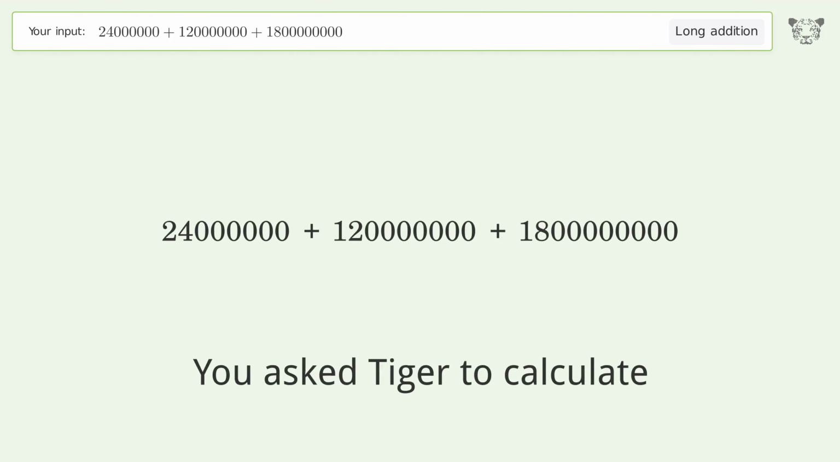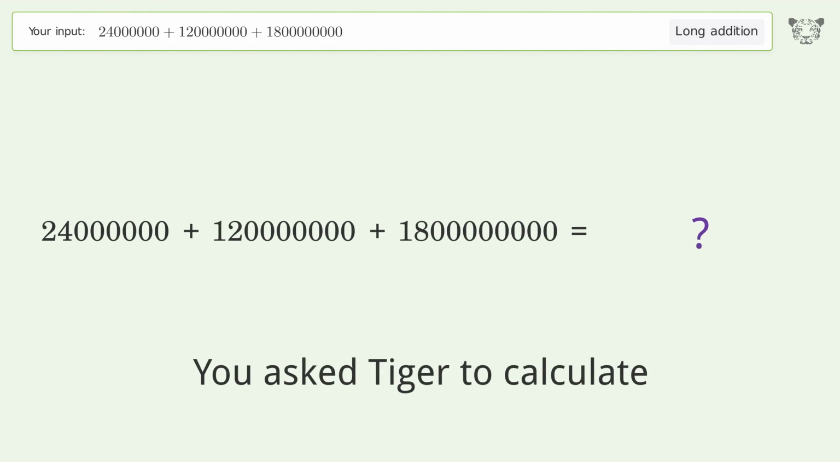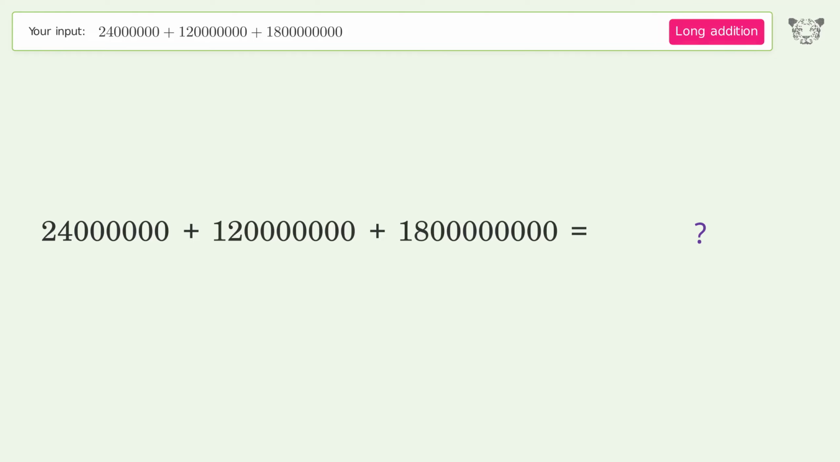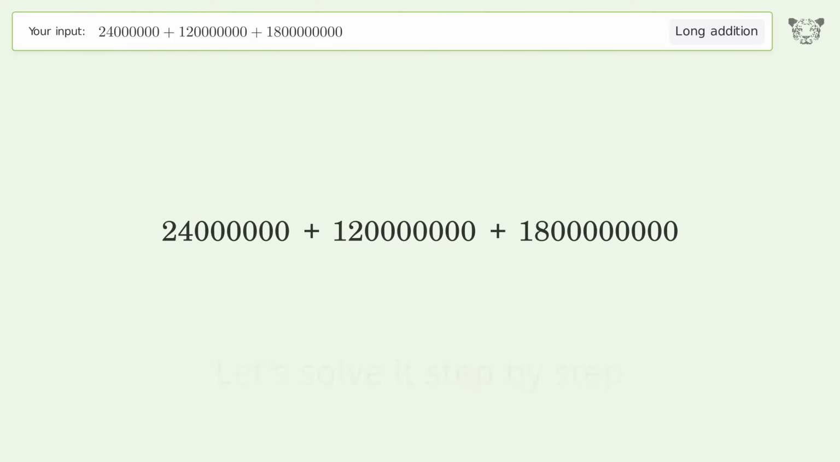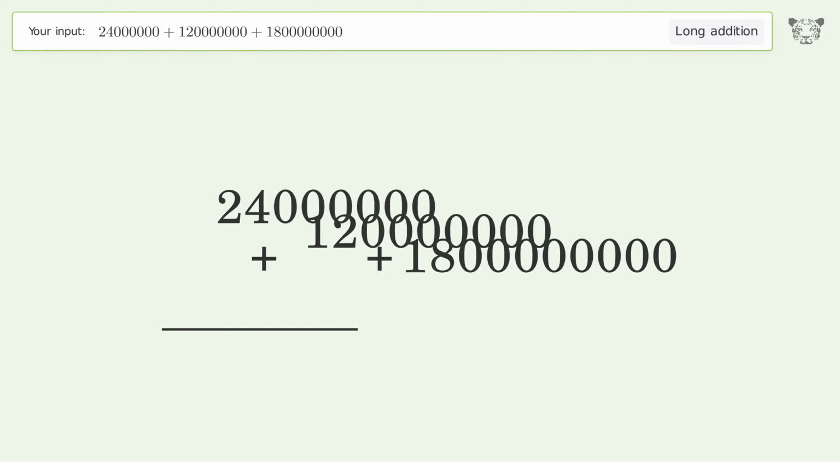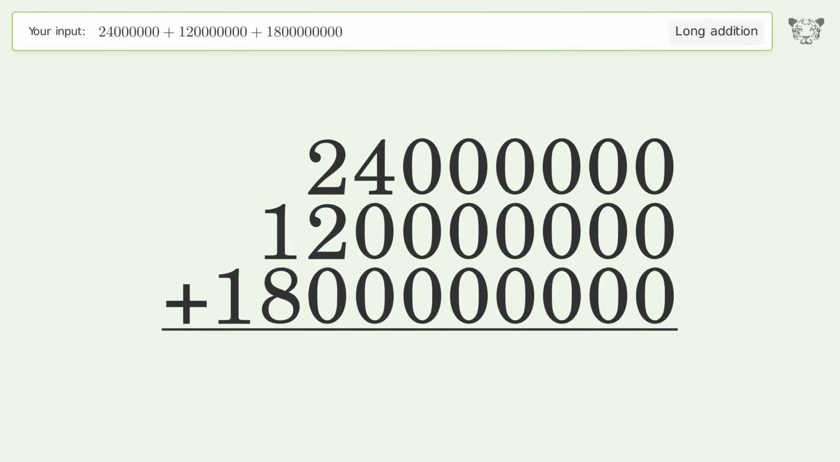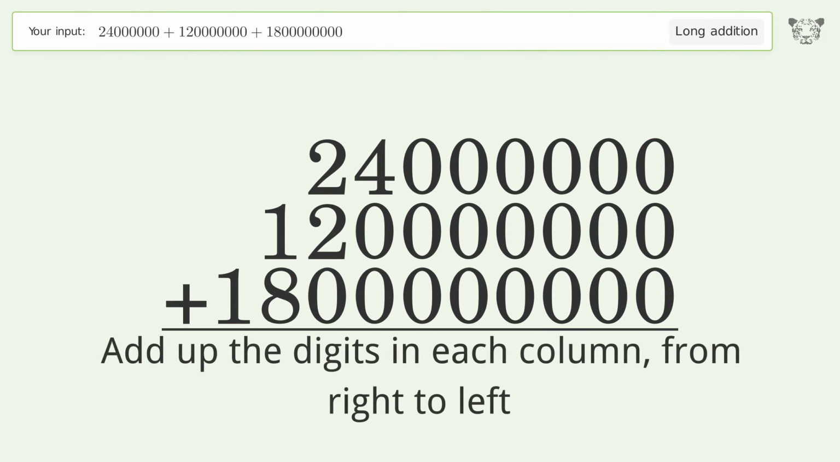You ask Tiger to calculate. This deals with long addition. The final result is 1,944,000,000. Let's solve it step by step. Rewrite the numbers from top to bottom, aligned by their place values. Add up the digits in each column, from right to left.